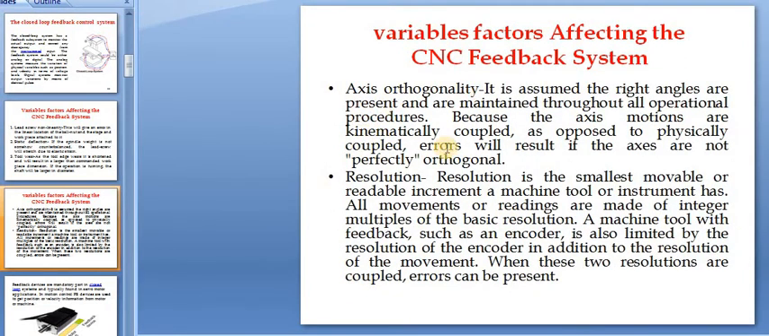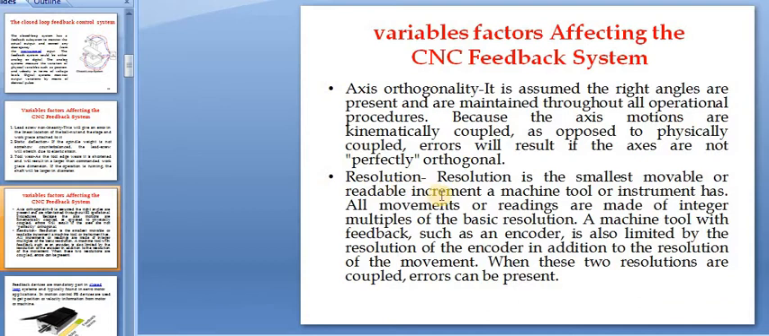Next is axis orthogonality. It is assumed that right angles are present and are maintained throughout all operation procedures. For milling, perpendicular vertical milling, if we do not maintain the axis orthogonality, it will result in taper. Because the axis motions are kinematically coupled as opposed to physically coupled, errors will be there if the axes are not perfectly orthogonal.